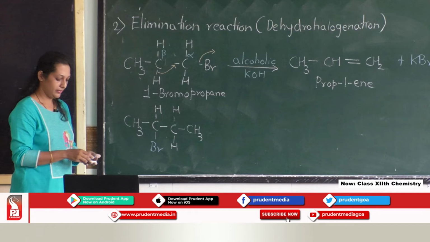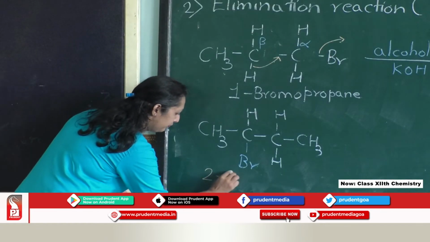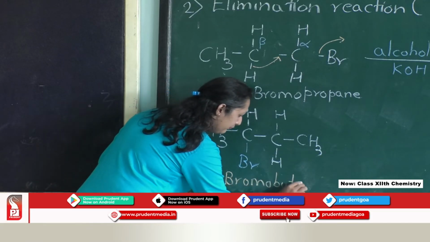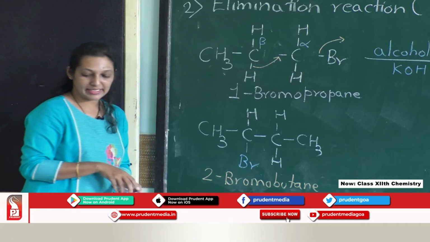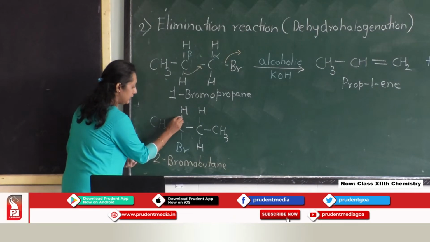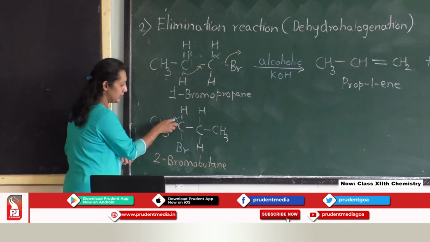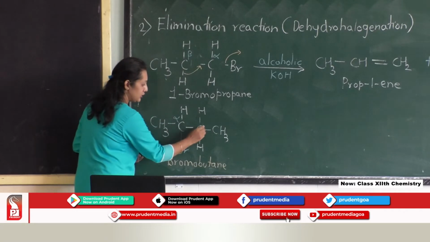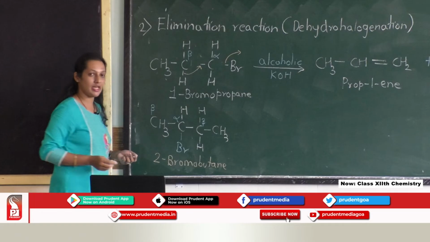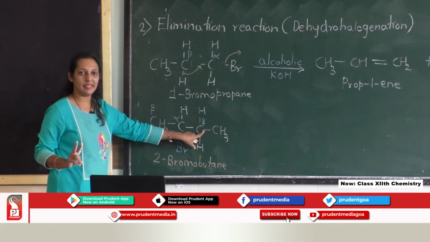The name of the reactant is 2-bromobutane. As I have said, first we have to identify the alpha carbon. Since the halogen is attached to this first carbon, that is the alpha carbon. The next to that is a beta carbon. On this side also the adjacent carbon is known as the beta carbon. So, in this case we have 2 beta carbons.